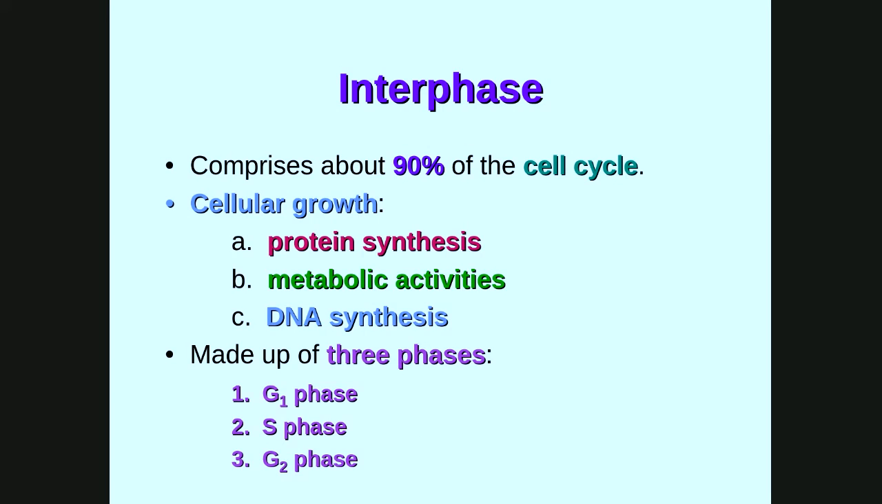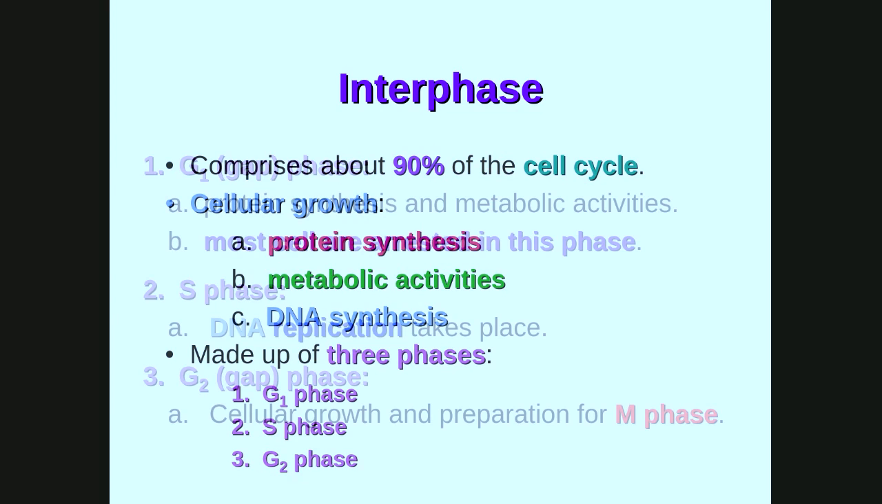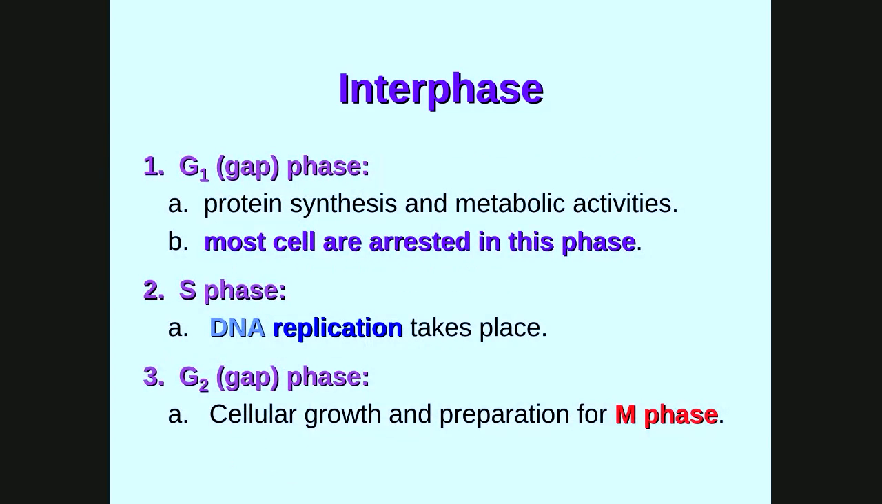Cellular growth occurs in the interphase stage, where protein synthesis, metabolic activities, and DNA synthesis all occur. As we studied yesterday, it is made up of three phases: G1, S phase, and G2 phase. G1 phase is responsible for protein synthesis and metabolic activities. Most cells are arrested in this phase. In S phase, DNA replication takes place. In G2 phase, cellular growth and preparation for the M phase take place.